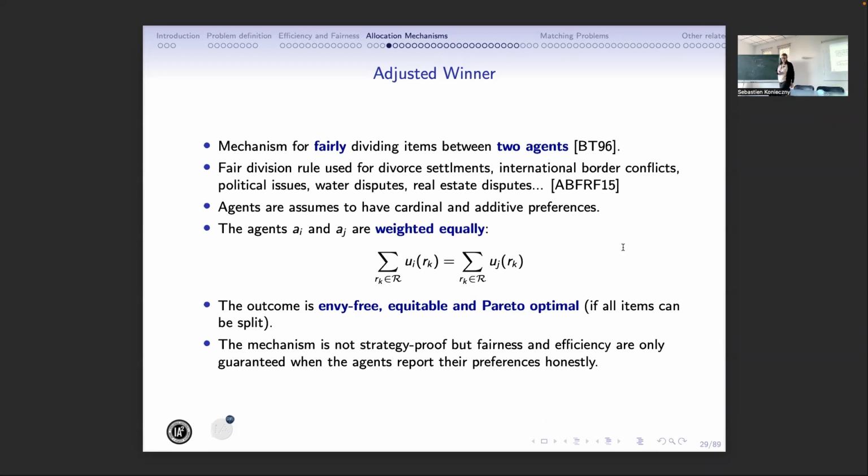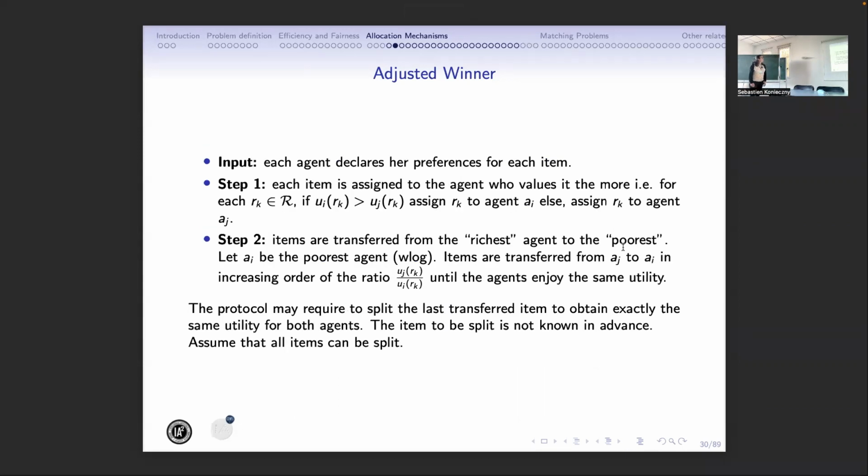So how is it executed? As an input of the algorithm, each agent reveals her preferences for each item. Once we have the preferences of the agents, we assign each item to the agent who values it the most. So if an item rk is preferred by agent i, we assign it to agent i, or otherwise we assign it to the other agent.